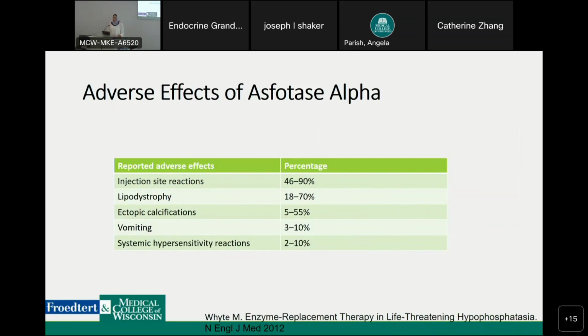So these are the adverse effects of asfotase alfa. It has major injection site reactions, lipodystrophy and ectopic calcification, mainly at the site of the injection and in the lens. Some patients reported lens calcifications. Vomiting and systemic hypersensitivity reactions are the main side effects. And with the treatment, they noted alkaline phosphatase to be very high, it can reach up to 1,000, and the effects of very high alkaline phosphatase have not been studied yet.